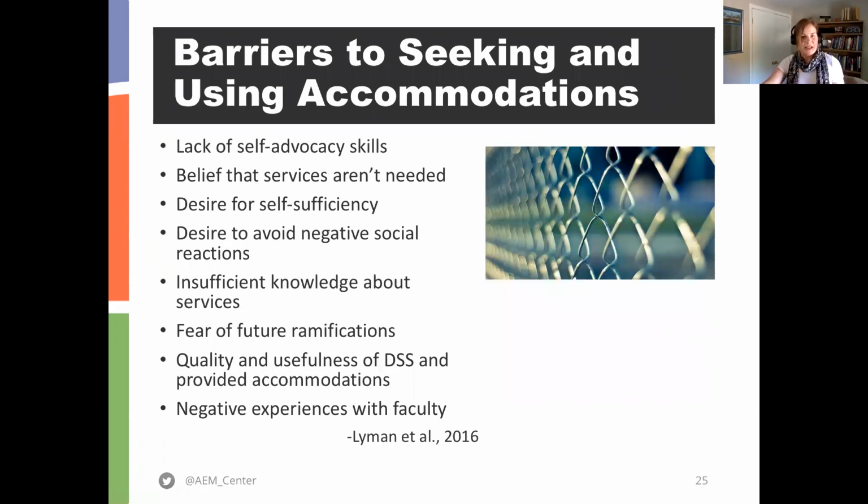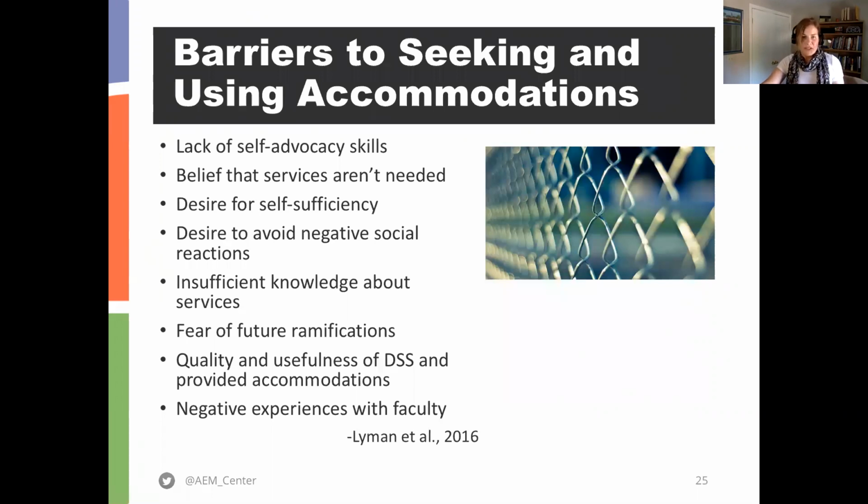So there's lack of understanding that these accommodations are in place for a reason. Their desire for self-sufficiency that is linked to that. The desire to avoid negative social reactions, which in some settings, in some institutions, it's difficult for students to keep their accommodations private, depending on how the accommodations are provided. Insufficient knowledge about the services that are available on campus. Fear of future ramifications. So some students are fearful that if they use their accommodations there will be some kind of a flag on their transcript, and they need to know that that's not true.